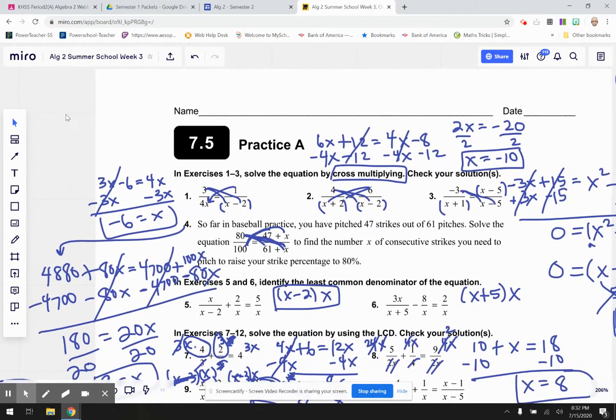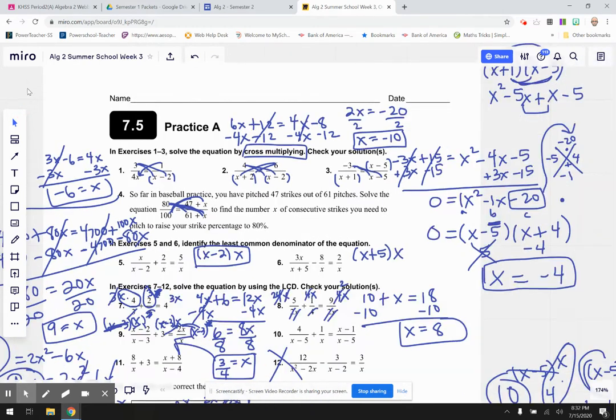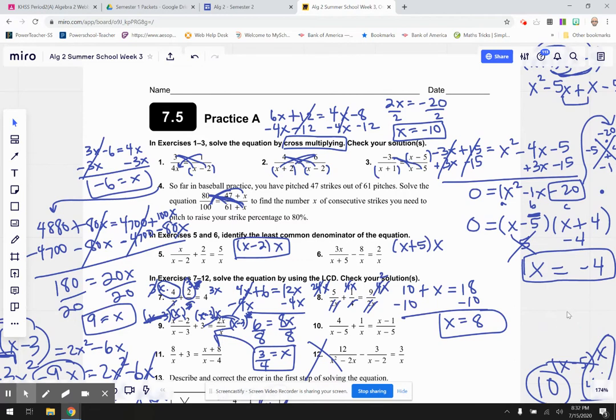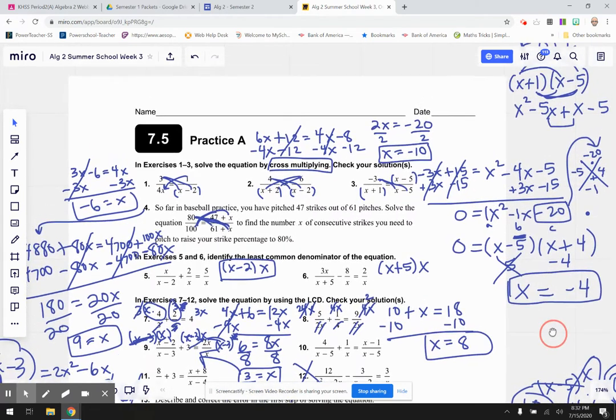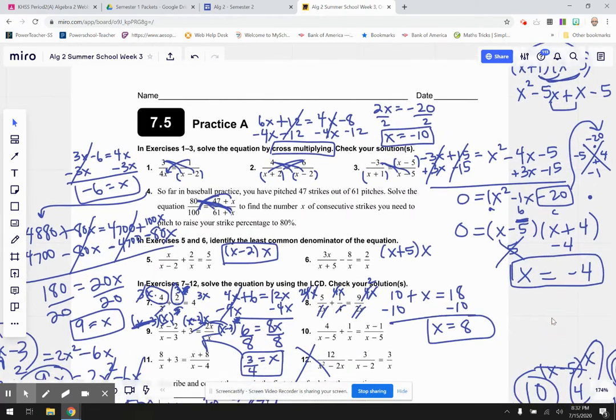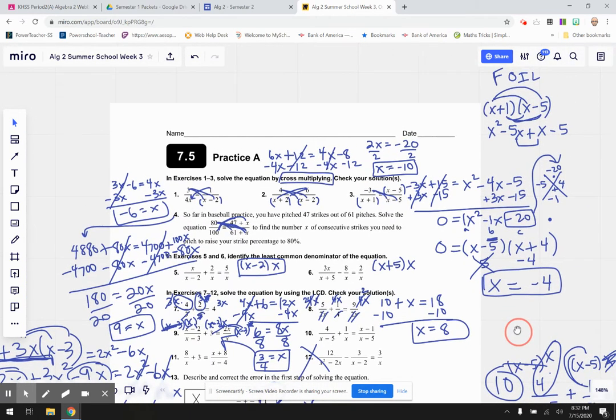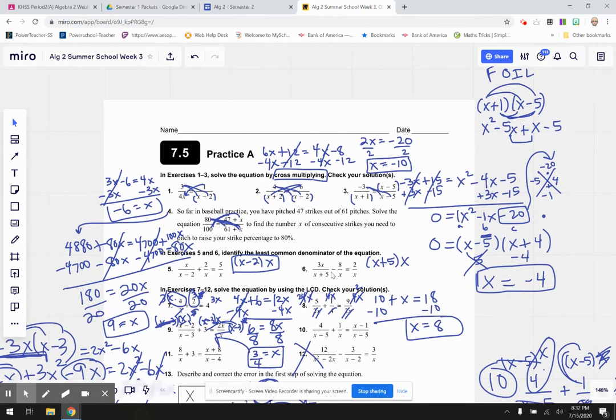To solve rational equations. Now we were multiplying them yesterday. Now we wanted to solve them. So I'm going to leave it here so we can look at the first 6, and then I'll move it up. Let's go right about there. Okay, so the first 6.